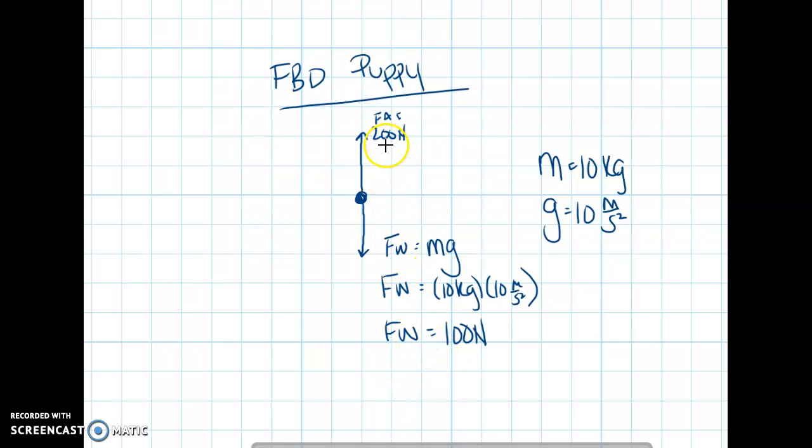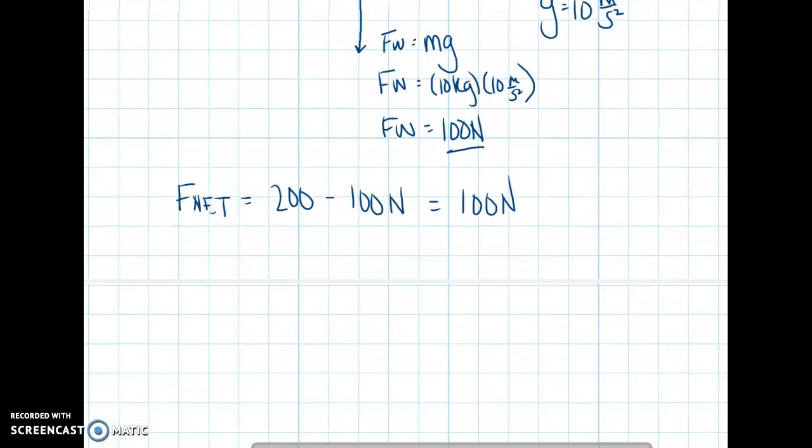So we have 200 acting up, we have 100 acting down, so the net force, or the sum of the forces here, is equal to 200 minus 100 newtons, and we should get a net force of 100 newtons. But that is not what we are asked for. We are asked to solve for the acceleration. So let's use the information that we have already and solve for this acceleration. So we have the net force. We're given that the mass is 10 kilograms. So what is the acceleration that Becky is applying to this puppy? Or what is the acceleration of this puppy with the force that Becky is applying?